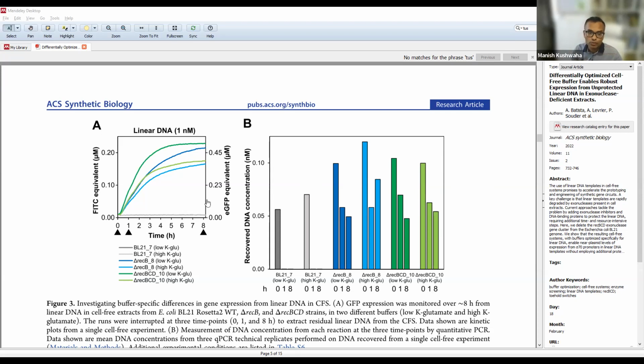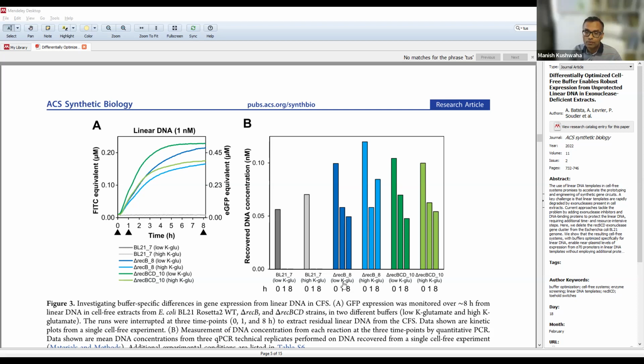So in order to test this, we ran a cell-free experiment with the wild type lysates, low K glutamate and high K glutamate. In that case, of course, you see no expression because the linear DNA is very quickly degraded. In the other extracts, the delta recBCD and the delta recB, you do see high expression. Here we then quantified the amount of DNA left at different time points in this reaction: at 0 time point, at 1 hour and at 8 hours. Again, with the wild type, you see a quick degradation of this DNA.